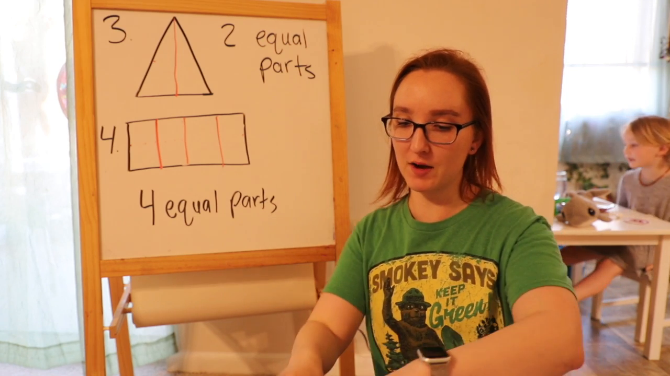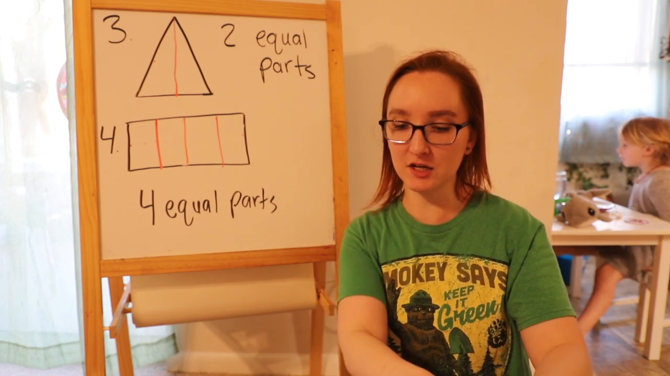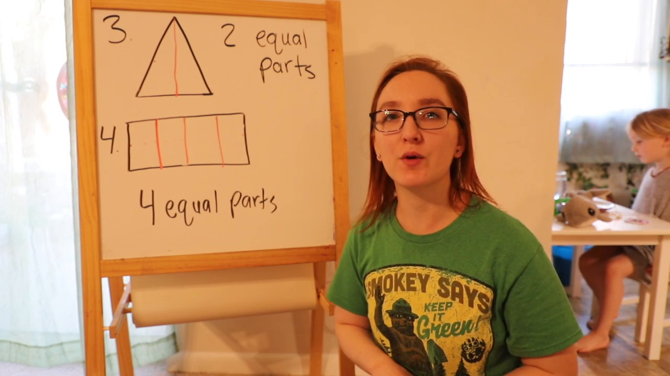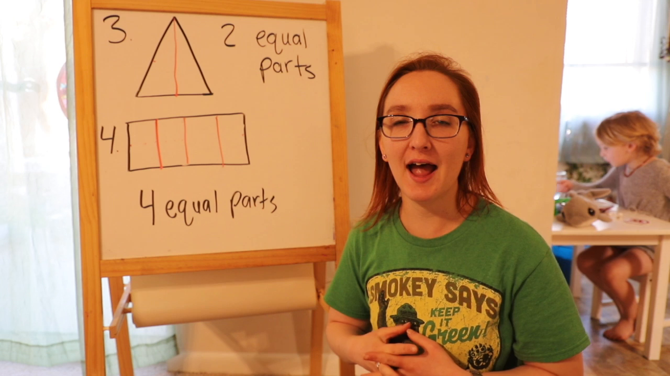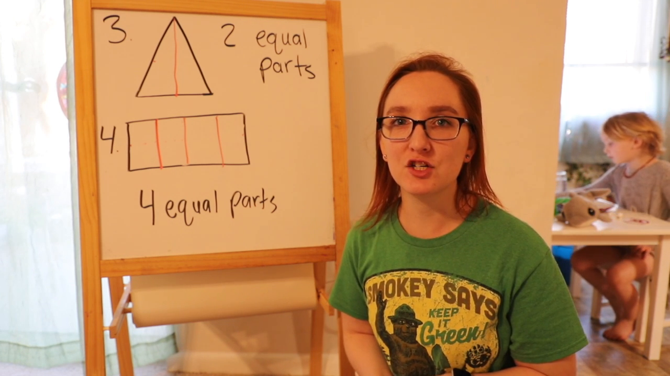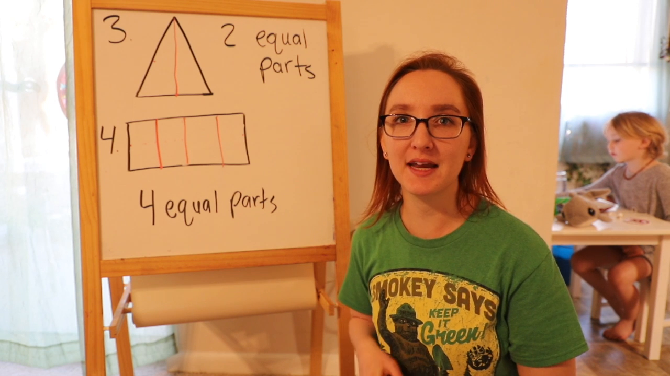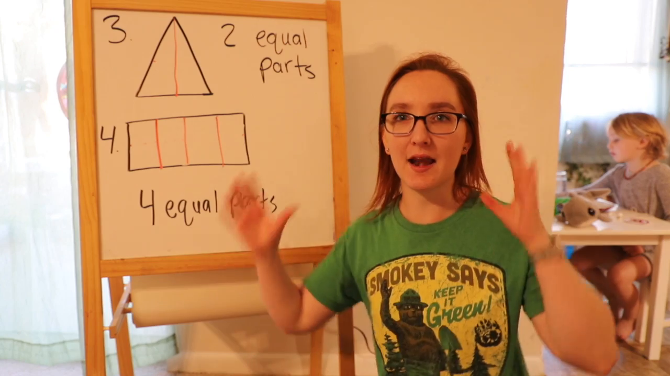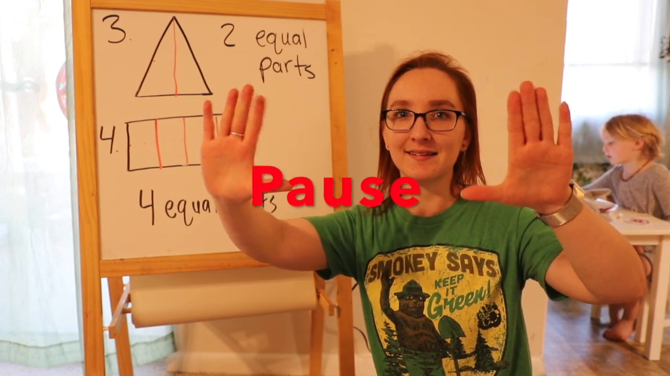Alright, so next I want you to go on to the next page. Start working through problems number 5 through 8. You are going to look at the shape that it has, and it's already been cut up into equal parts for you. And I want you to tell me how many equal parts it's been cut up into. So go ahead, take a moment and pause.